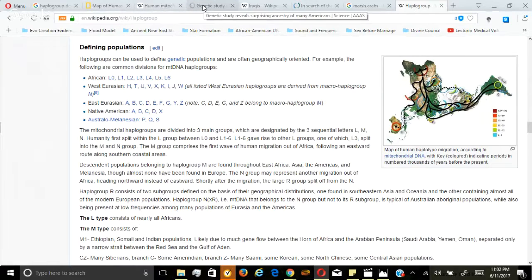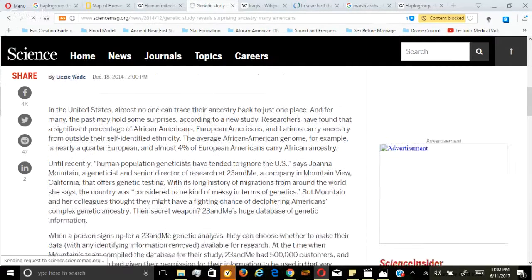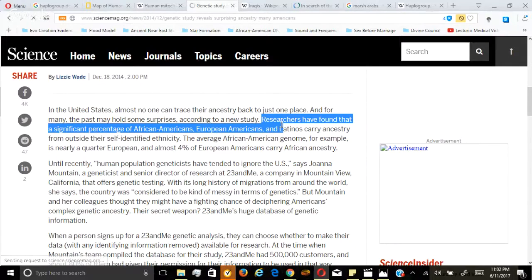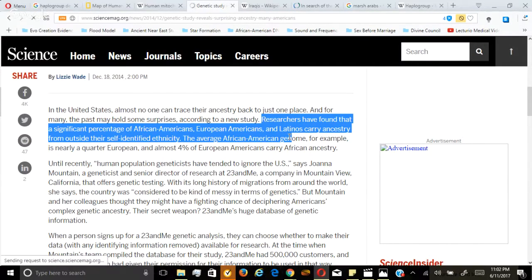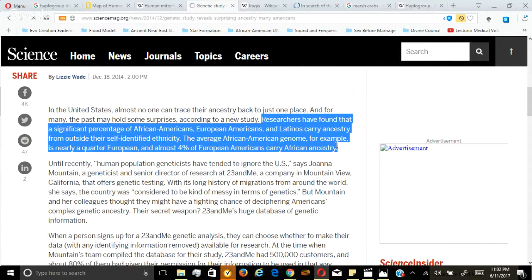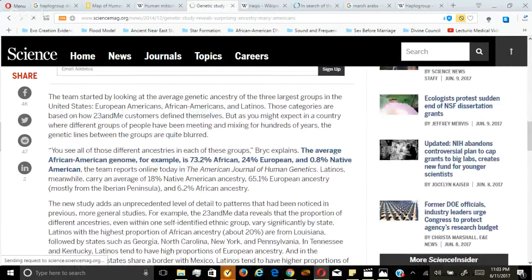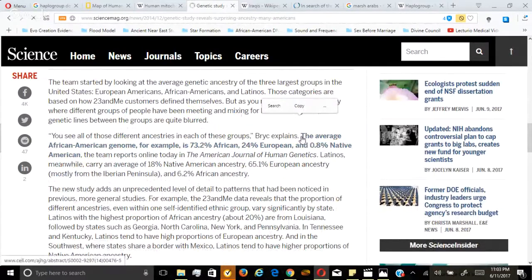And when it comes to African Americans, when it comes to black people, this is from Science Magazine, where they did a study recently. Researchers have found that a significant percentage of African Americans, European Americans, and Latinos carry ancestry from outside their self-identified ethnicity. So Hebrew Israelites are correct when they say you're not just black, you're something else. Yes, you are something else, but you are not a Hebrew. The average African American genome, for example, is nearly a quarter European, and almost 4% of European Americans carry African ancestry.